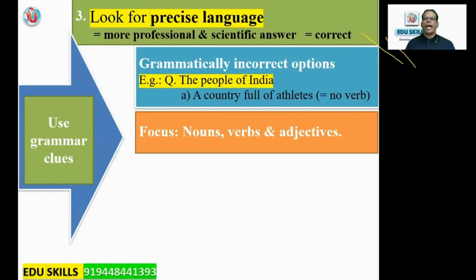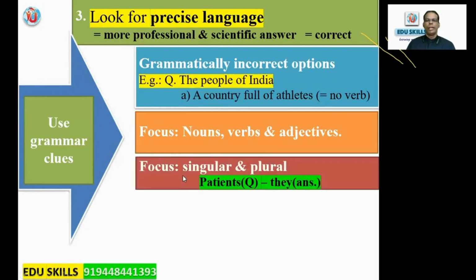Focus on nouns, verbs, and adjectives. For example, nouns are given. If male, masculine is given and the answer option is feminine, like instead of he, she, definitely you can eliminate. And verbs and adjectives will lead you to the wrong answer or help you to eliminate the wrong answers. Focus on singular and plural. For example, the question statement says patients and the answer should say they. If it says something else, he or she, whatever, instead of plural, if it says singular, immediately you can eliminate.